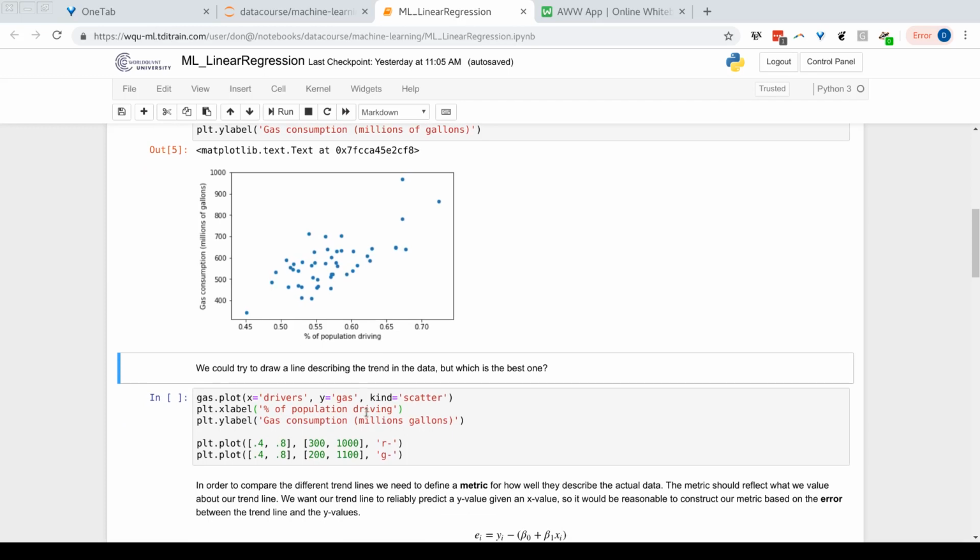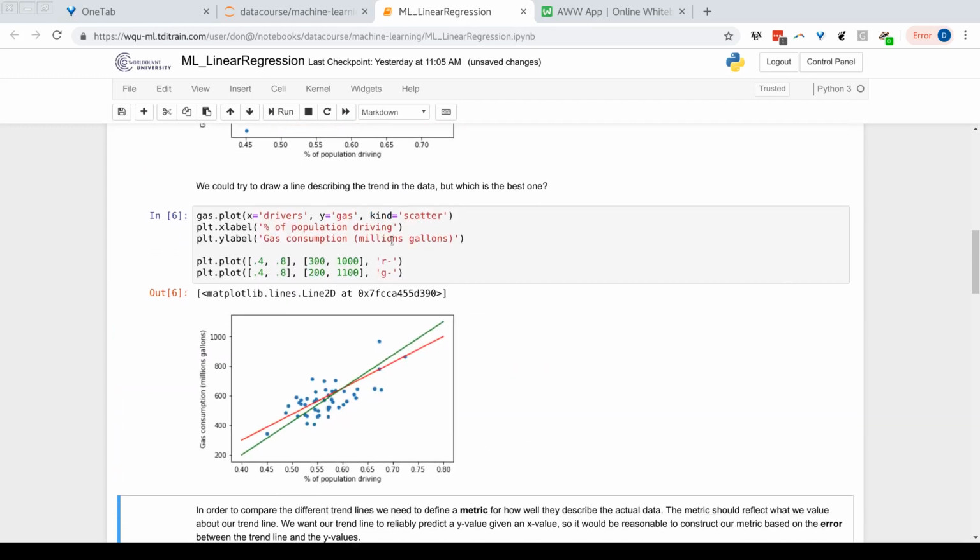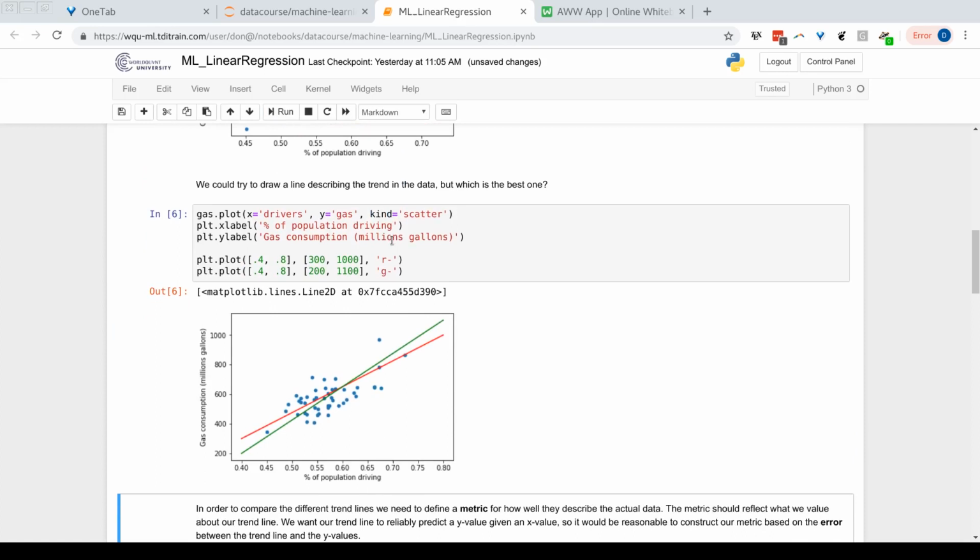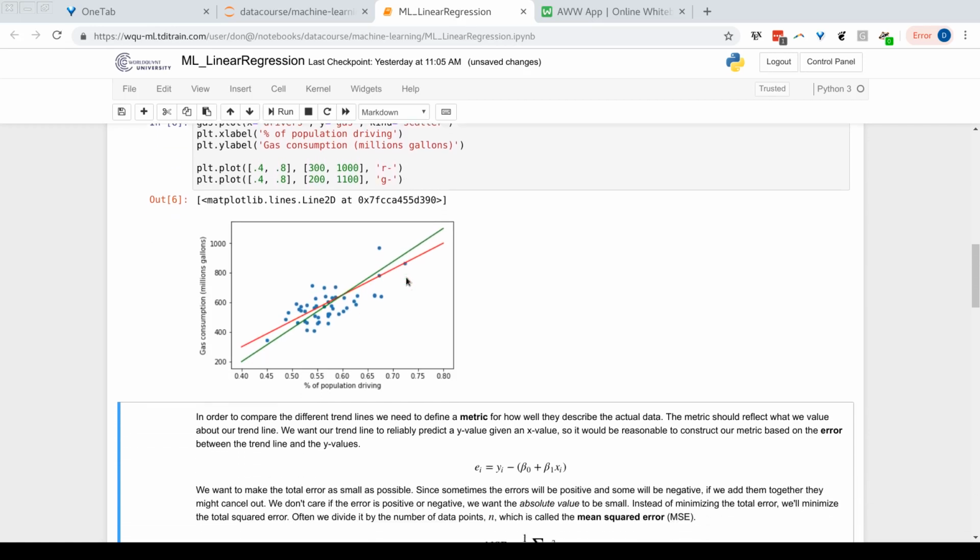Now I can go ahead and manually do this. That's what we're going to do here in this block. We're going to plot two different options for our line, a blue one and a red one. Sorry, a green and a red one. At least for me, it's very difficult to look at this and decide which one is the better line to use. Should we use the green one or the red one? It's not easy to decide. So let's come up with a more systematic approach to decide which line we should use, or maybe some other line will be better.